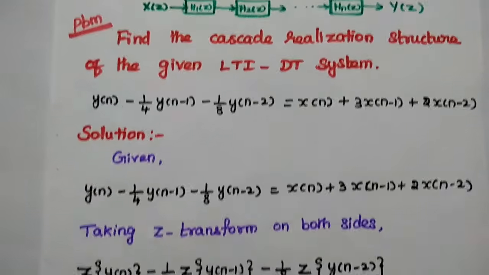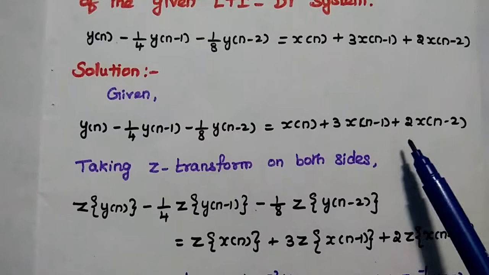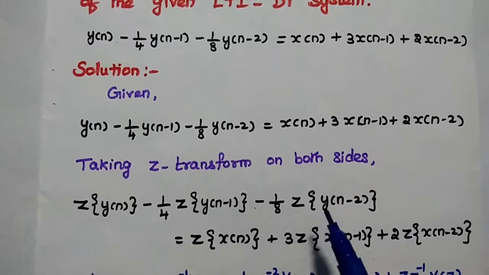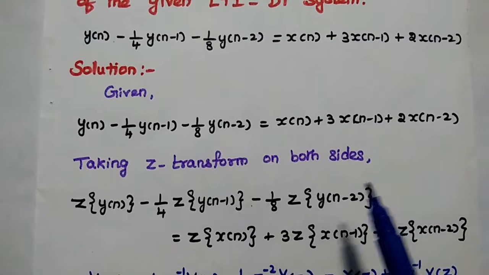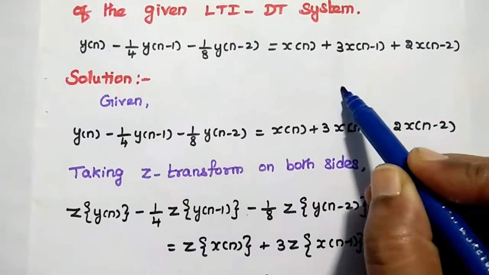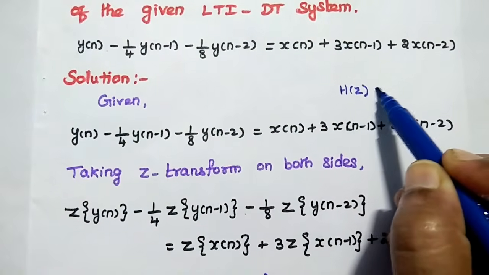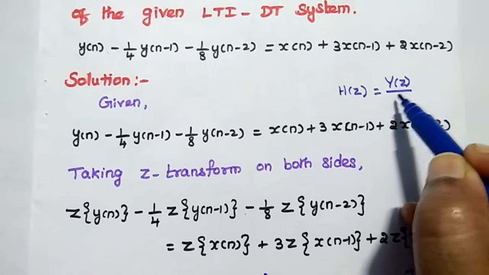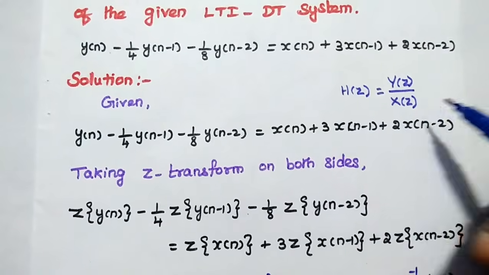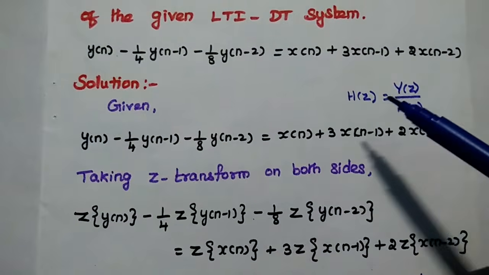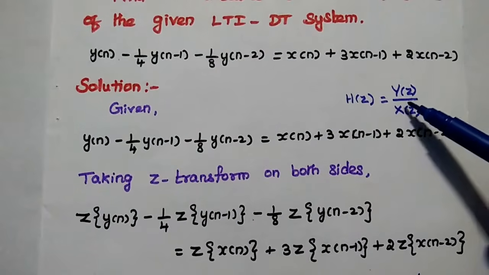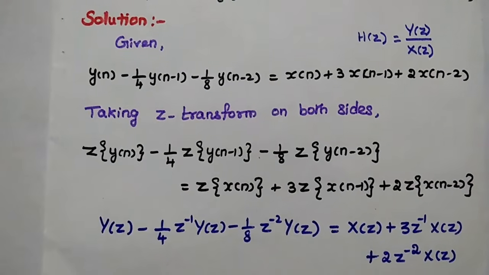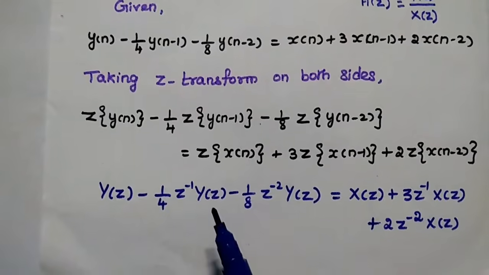So here in the solution part, first we have to write the given difference equation as such. Then we are going to take the Z transform on both sides of this difference equation because we want to get the system function H of z. H of z is nothing but the ratio of the Z transform of the output signal to the Z transform of the input signal. Simply we can say the system function is defined as the ratio of Y of z to X of z, okay? For that we are going to take the Z transform on both sides.